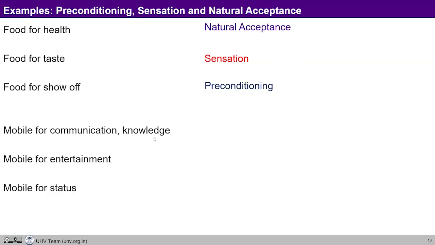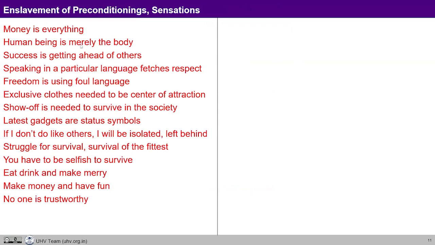Similarly, mobile for communication or knowledge, mobile for entertainment, mobile for status, we can give illustration like this and then relate it to natural acceptance or sensation or preconditioning. Now we have made a list of preconditioning and sensations here on the left-hand side. So we can say that the list could be much longer.